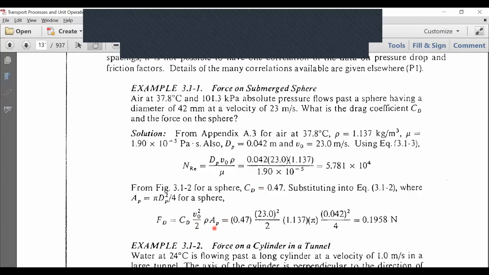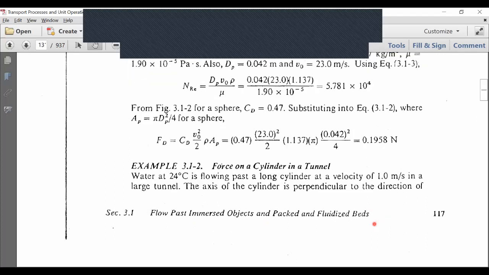Now AP is the projected area of the sphere, which is in a circle shape, so it's pi times dp squared over 4. So you can put all the values here and you can find it. The drag force is 0.1958 Newton.